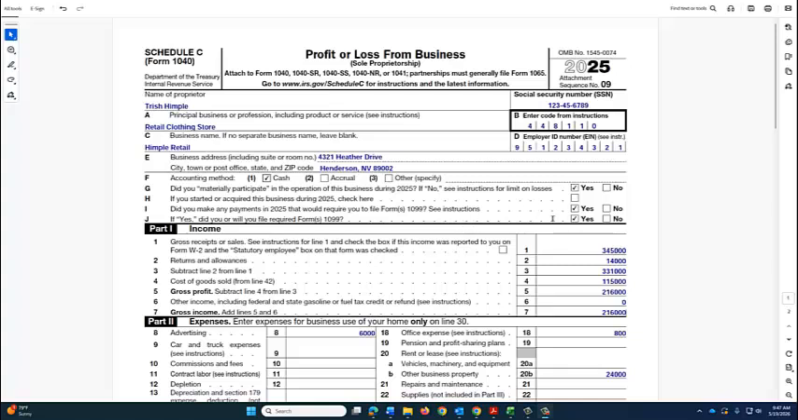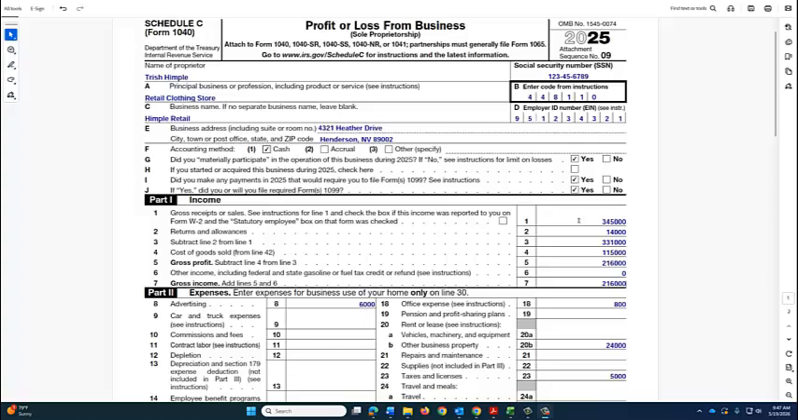We'll start with the gross receipts from the business. The information we needed for the Schedule C was given in the instructions, so I just transferred these figures over to the appropriate line. But I do want to go over this income section. Her gross receipts were $345,000, and she had returns of $14,000. So her net sales or net receipts were $331,000.